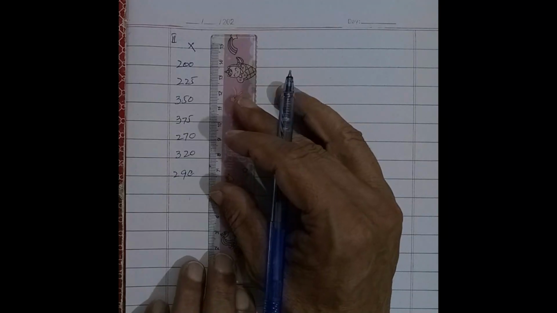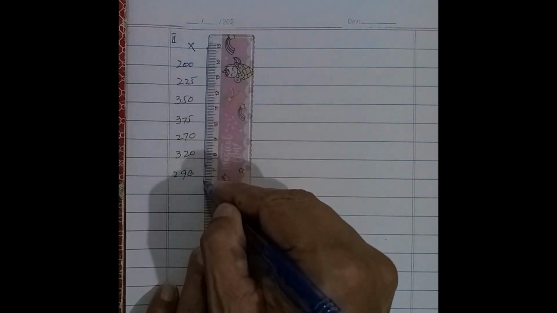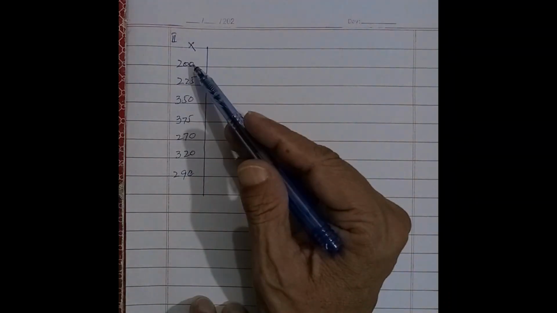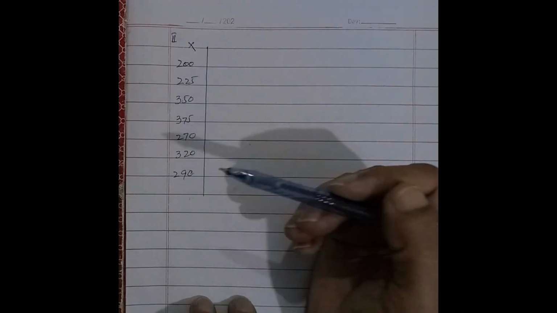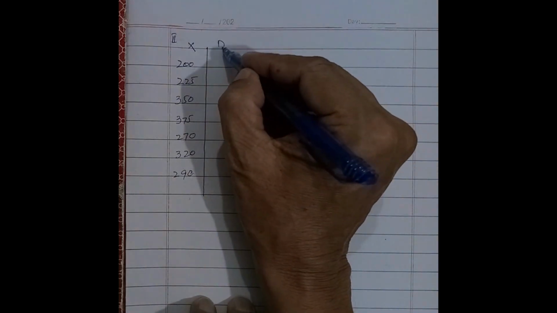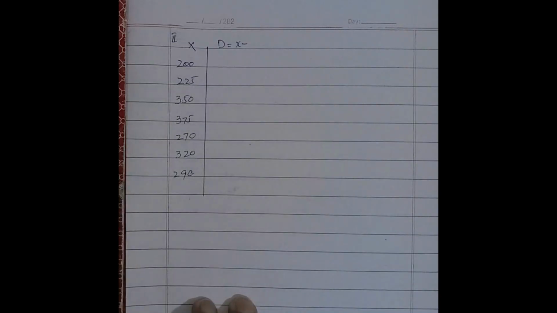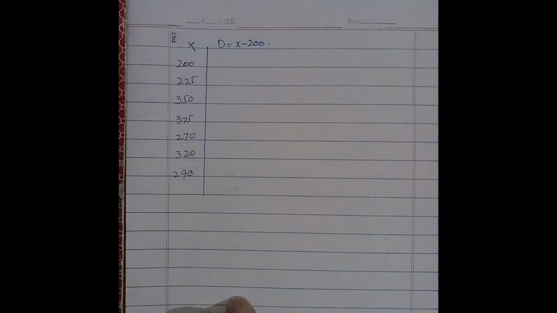And now we find the value of d by subtracting x minus d. We take any of the middle value from 200 to 375, any middle value, which is equal to d. X minus, we take approximate 200. It is the value of d.